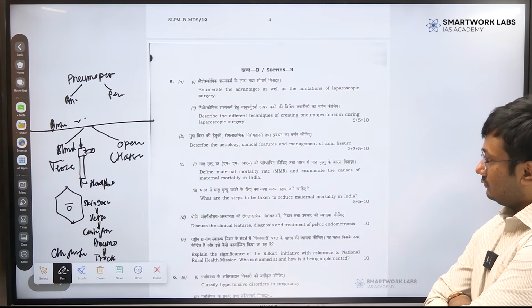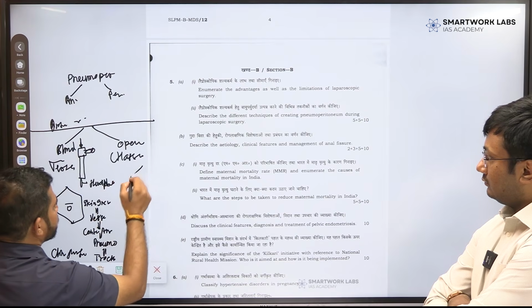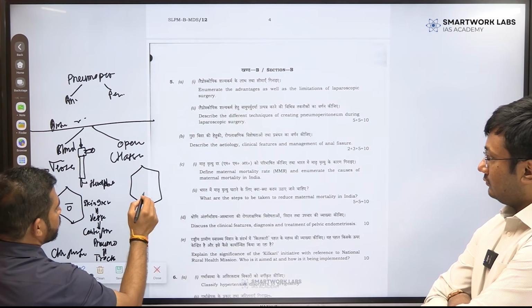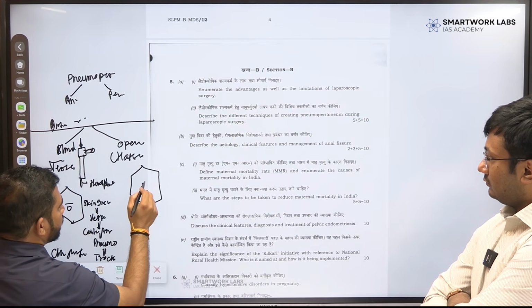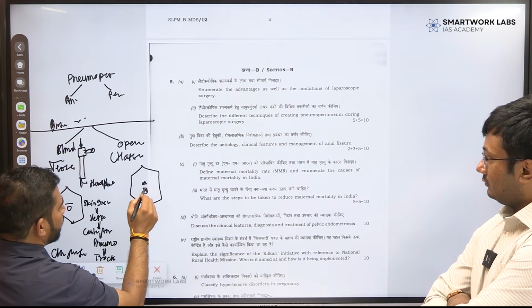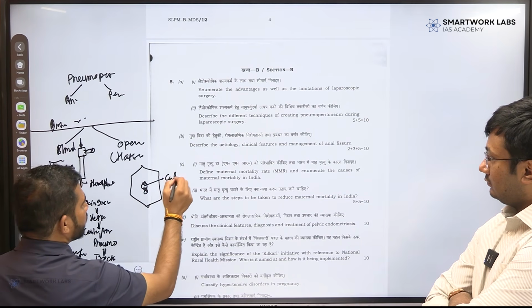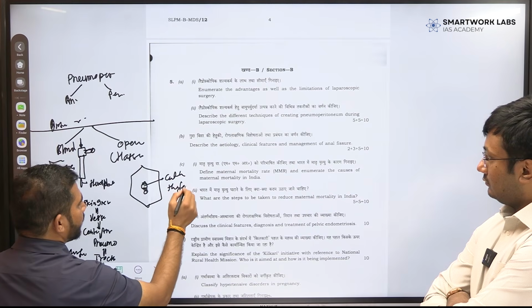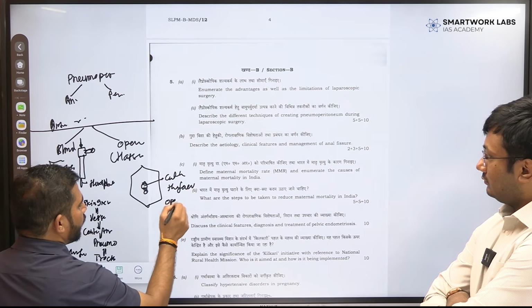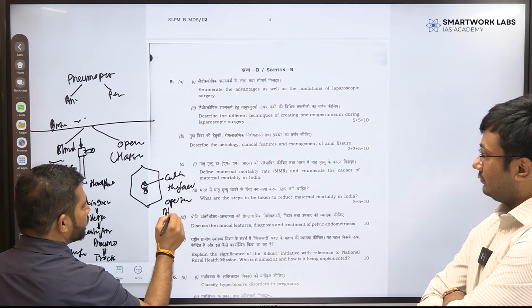So this is your open technique. Now the closed technique. This is the umbilicus. You put one incision here, one incision here. There is a gap. Hold, cut the fascia. Open the abdomen.